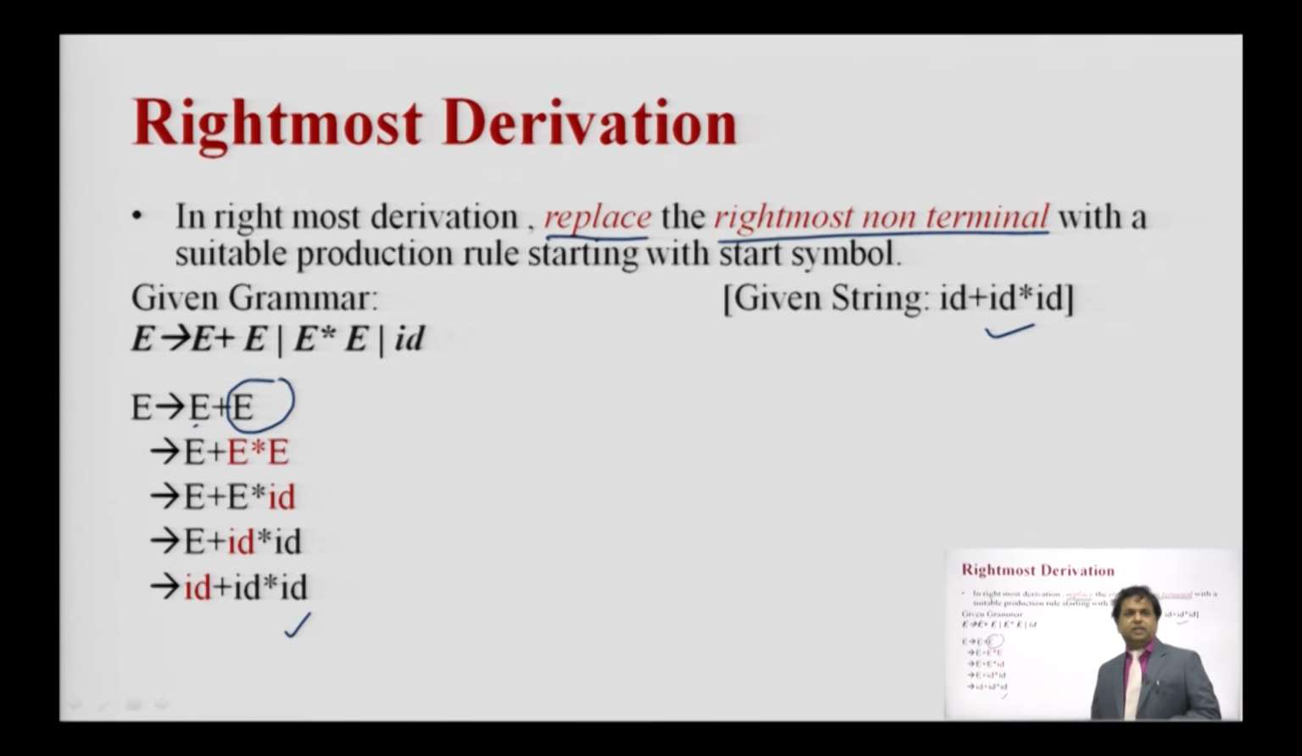The same story is with the rightmost derivation, that I will try to replace the rightmost non-terminal. So this E can be derived as E star E. Now this is the rightmost E, change this E with ID. Now this is the rightmost, change this with ID. Now this is the rightmost, and ID plus ID into ID. So at every step I select the rightmost non-terminal to replace with either of these productions.